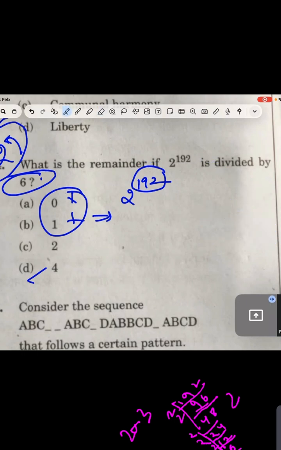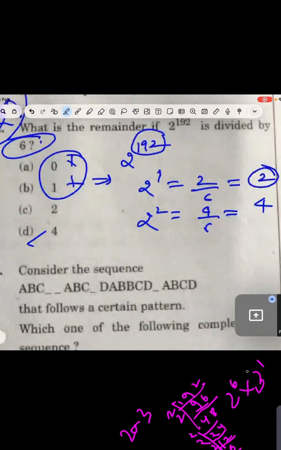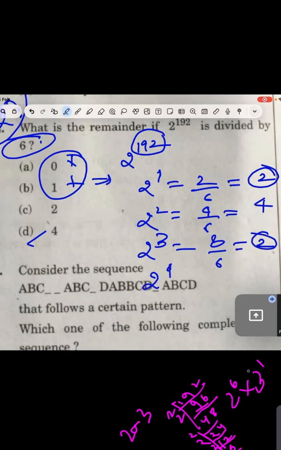Now see, guys, 2 to the power 1 equals 2. Now divide by 6. So the remainder is 2 only. 2 to the power 2 equals 4 divided by 6. The remainder is 4 only. 2 to the power 3 is 8 divided by 6. The remainder is 2 only. 2 to the power 4 is 16 divided by 6. The remainder is 4 only.